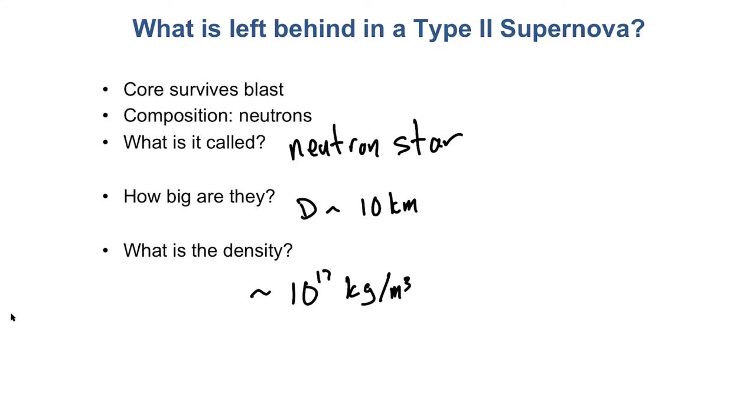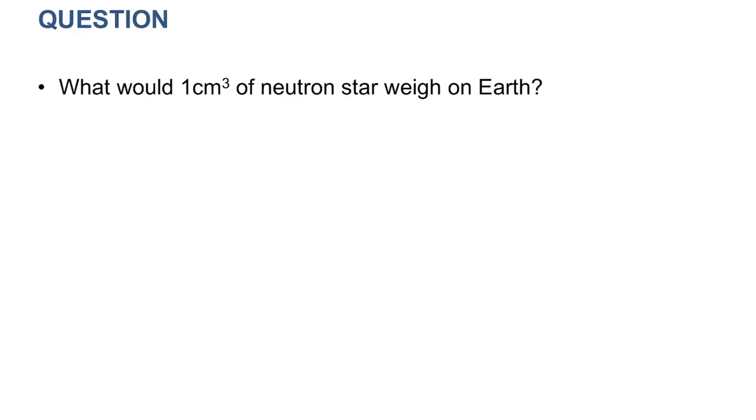So you might remember we did this thought experiment with a white dwarf, right? What if you could land on the surface of a white dwarf and pick up a cubic centimeter, a teaspoonful of white dwarf material, and we found that that would weigh a metric ton? A neutron star is way denser than a white dwarf. So let's ask the same question of a neutron star. What would a cubic centimeter of neutron star, 1 teaspoonful, weigh on Earth?